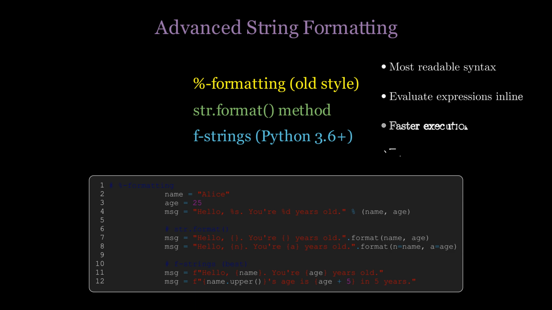F-strings have several advantages. They're more readable since variables appear directly in the string. They can evaluate expressions. They're faster at runtime. And they support full Python expressions within the curly braces.